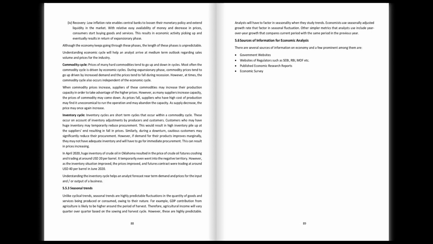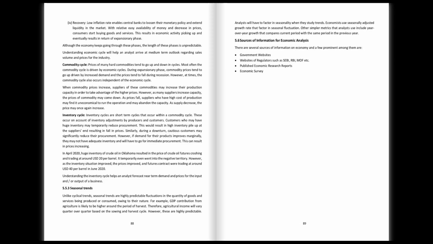Inventory cycle. Inventory cycles are short-term cycles that occur within a commodity cycle. These occur on account of inventory adjustments by producers and customers. Customers who may have huge inventory may temporarily reduce procurement. This would result in a high inventory pile up at the supplier's end, resulting in a fall in prices. Similarly, during a downturn, cautious customers may significantly reduce their procurement. However, if demand for their products improves marginally, they may not have adequate inventory and will have to go for immediate procurement. This can result in prices increasing.